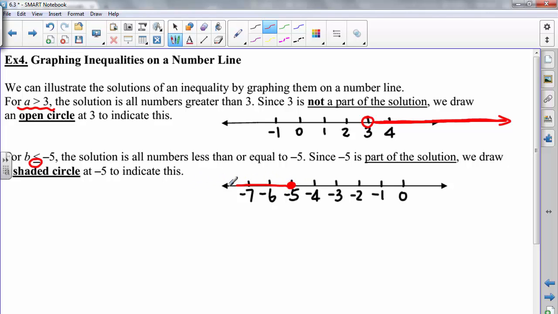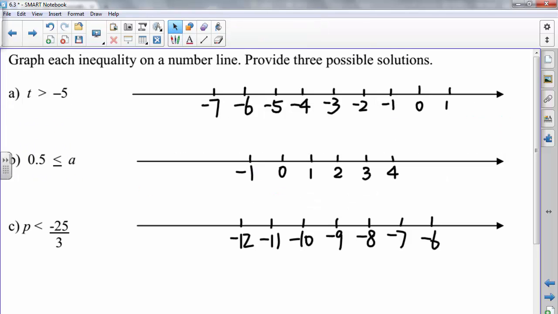So I will start with -5 and move all the way to the left on the number line. I will use the color red to represent the inequality solutions.